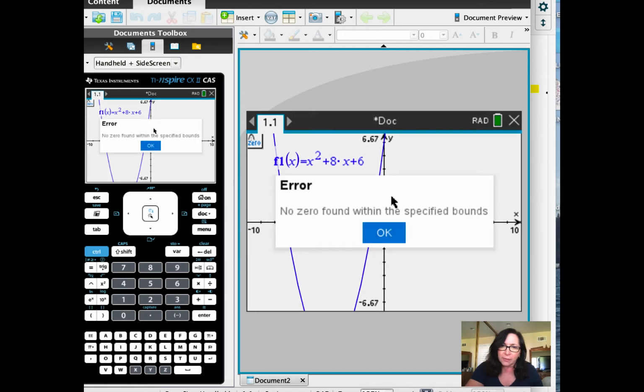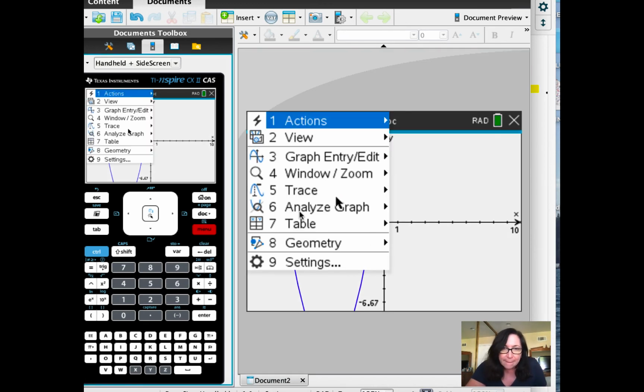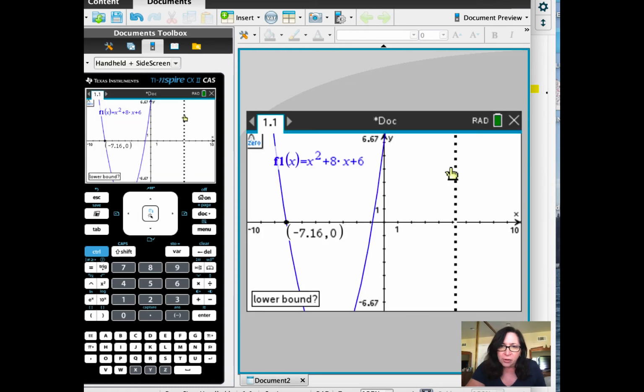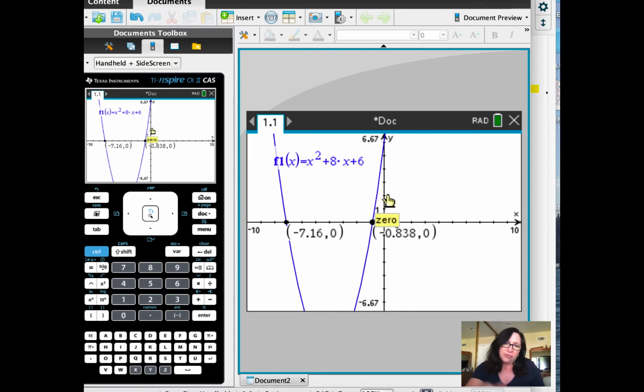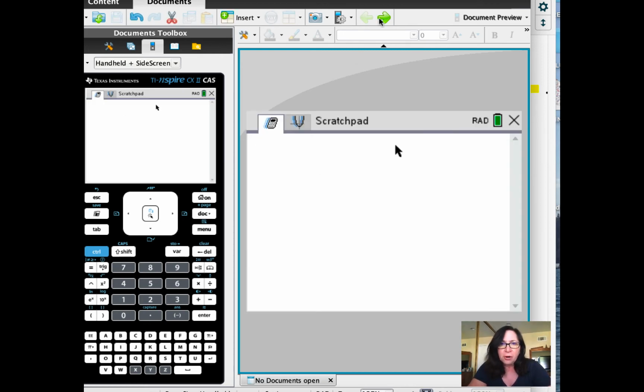And what I need to do, let's see, no 0 found. I need to move this. Let me try that again. I found this 0. Hopefully this will work. Find the 0, and we're going to move this over here, and over to this value, and that gives me my 0. It's sort of like a left bound, right bound. And so the other 0 is at negative 0.838, comma 0.